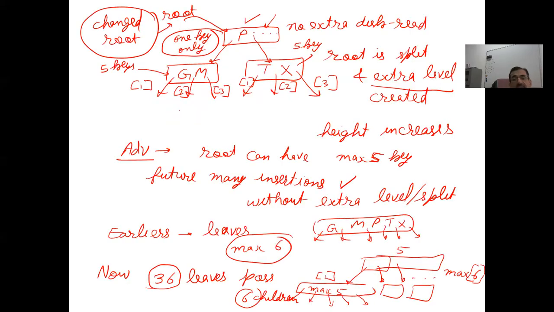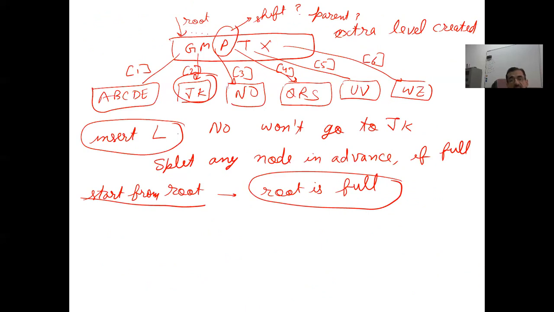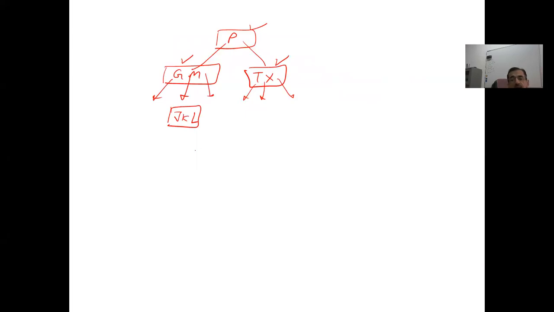So earlier, when I started to insert L, although insert L was going to be in this node, this indirectly forced the split of the root. And now JKL comes without touching this node, without insertion anywhere, but advanced splitting was done.